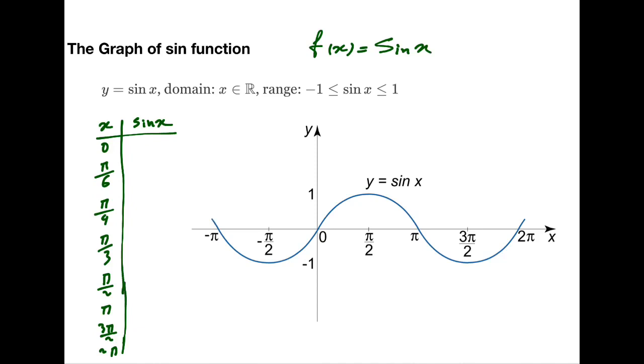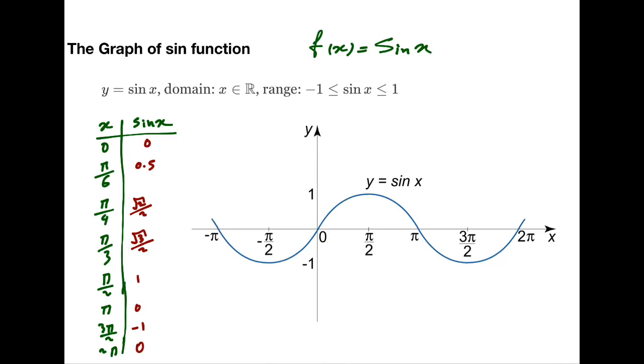Here you can use a calculator if you have forgotten these special angles. If x is 0, sine of x will be 0. If x is pi over 6, sine of x will be 0.5. If it's pi over 4, its sine is root 2 divided by 2. If it's pi over 3, it's root 3 divided by 2. At pi over 2, sine becomes 1. At pi, sine becomes 0. At 3 pi over 2, it becomes negative 1. And at 2 pi, sine becomes 0.